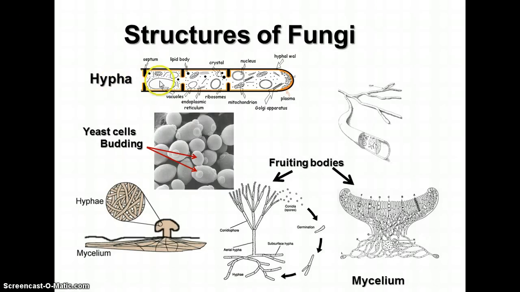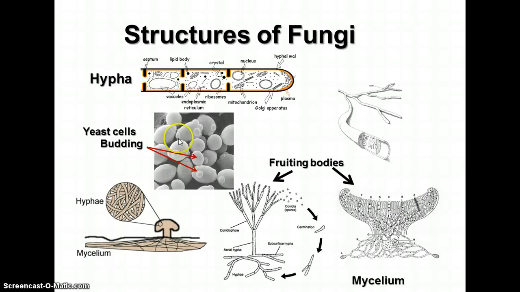Here are the structures of the fungi. Here's a hypha that shows the incomplete cell walls. Notice that there are several different cells here, each of which has a nucleus and other organelles, but they're separated by cell membranes, but also cell walls that are incomplete.